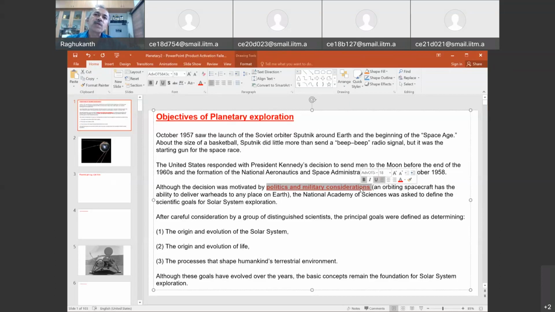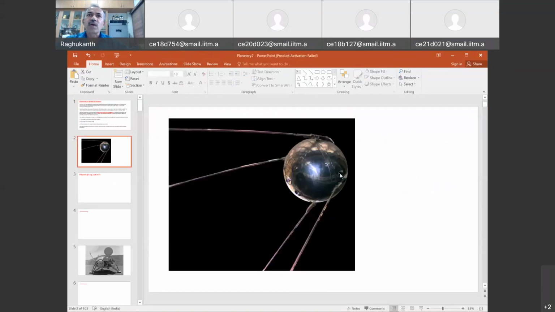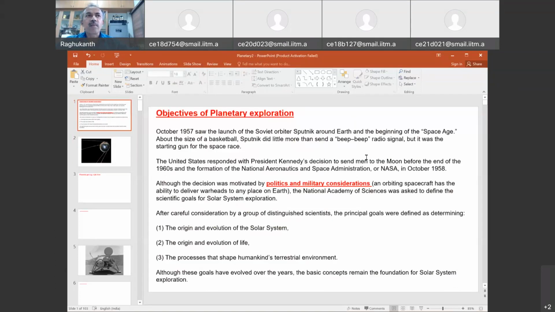So the main motive for planetary exploration was politics and military only, nothing else. But of course, it gave a lot of other things also. The starting was actually Sputnik, which was launched in 1957 by the Soviets. I think in Professor James Head's lectures, he would have shown you that sound also. It just sent a signal, basically a beep beep kind of thing. So that started our space age from 1957.